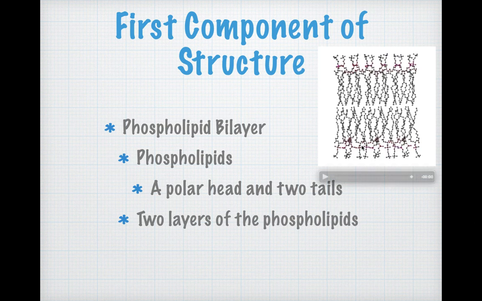The phospholipid bilayer is made up of layers of phospholipids: phosphate heads on the top, lipids underneath, and then the second layer, with the phosphate heads on the bottom and the lipids in the middle, giving you the phospholipid bilayer, polar head and 2 tails, 2 layers of phospholipids. Their function is the barrier function.